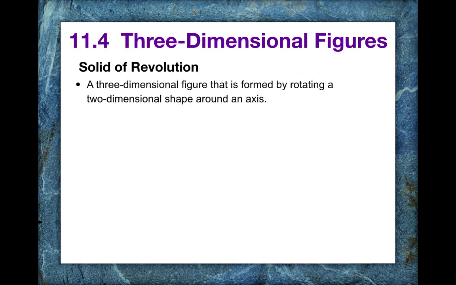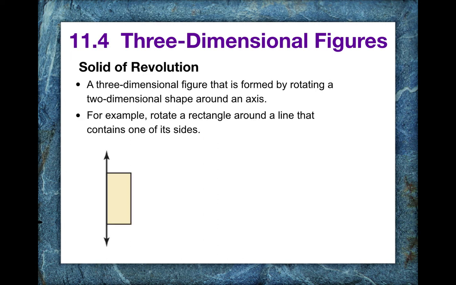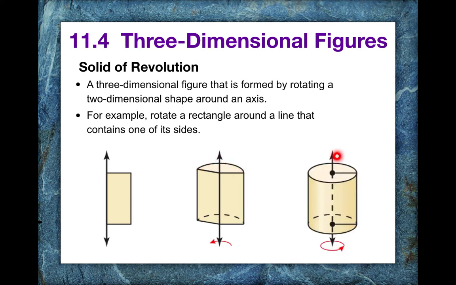Moving on, the solid of revolution. So what we're going to do is create a 3-dimensional figure by taking a 2-dimensional figure and rotating it around some axis. Here's an example. I'm going to take a rectangle and I'm going to rotate it around this axis that's on one side of the rectangle. And as I rotate it around, you'll see that it starts forming a cylinder until finally we have the whole cylinder.